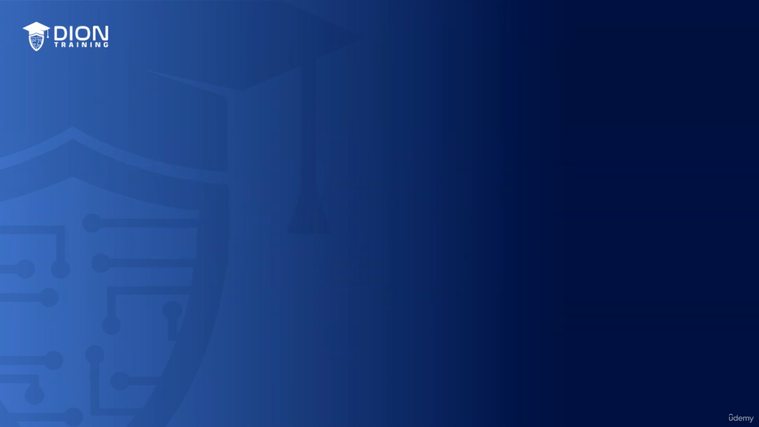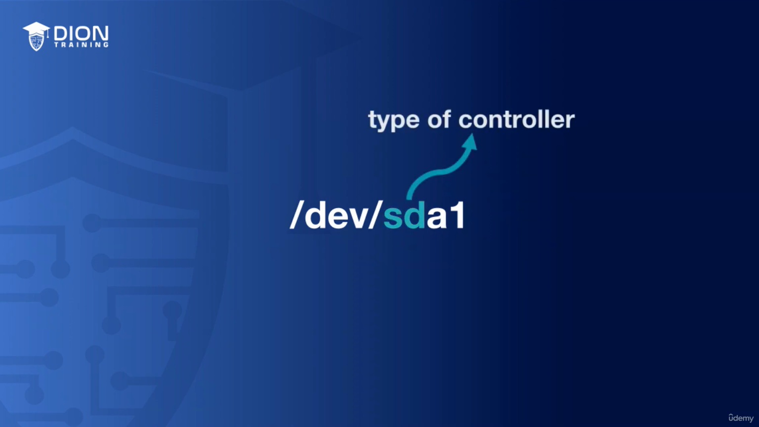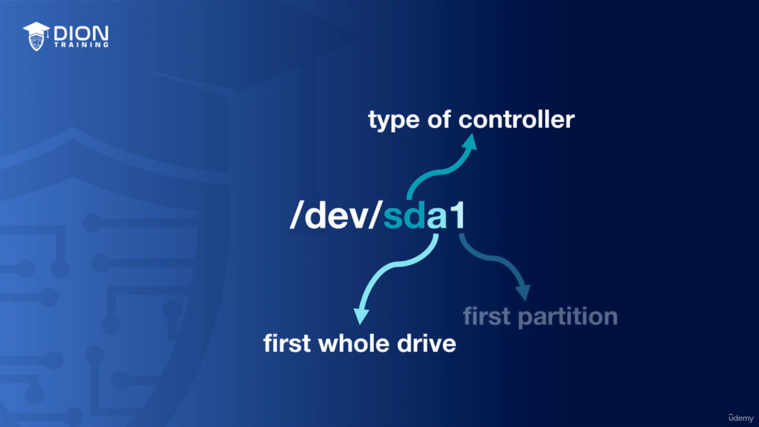Let's take a look at an example. If I have a device called /dev/sda1, this actually tells me a lot about this device. The first part of that, the sd portion, refers to the specific type of controller that that device is using. The second portion, the a, is going to refer to the first whole drive because a is the first letter of the alphabet. Then, if we had a second drive, it would be b. If we had a third drive, it would be c, and so on. Now, the third part of this is the number 1, and the number 1 refers to the first partition on this drive.